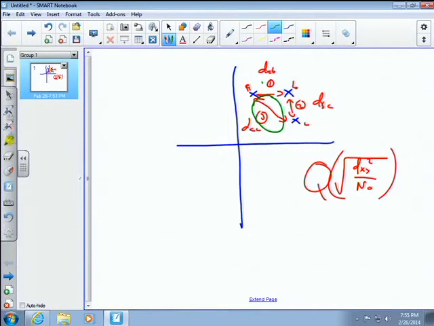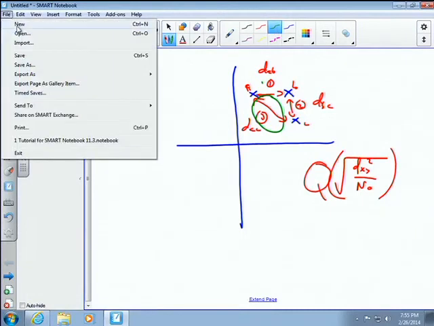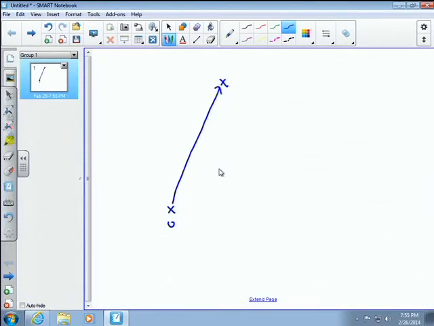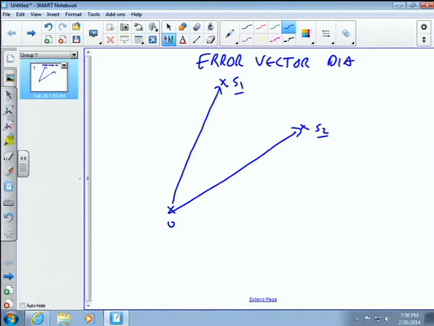So actually, going back, let's do this. Constellation diagram. Here's our origin. This guy here is S1 the vector, and that's S2 the vector. There's a method behind my madness for introducing things in vector format, because this gives us what we call the error vector diagram. What do I mean by that? Well, suppose that noise is added to S1.